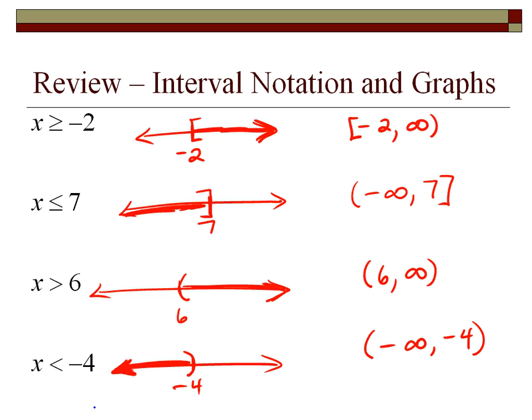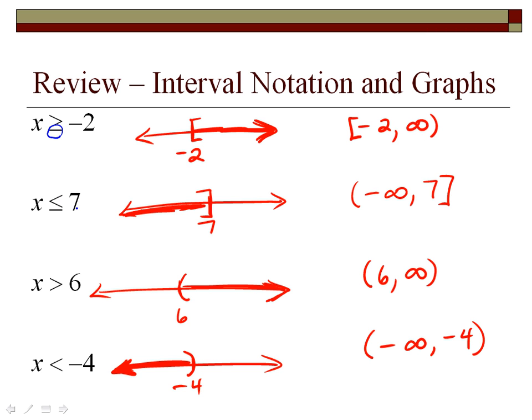Some review of other intervals, like if I have x is greater than or equal to negative 2. Do you recall that means we shade everything to the right of negative 2? But here we can also include negative 2 because it satisfies the inequality, and we denote that with the bracket. So from the smallest, or the leftmost, to the rightmost, is from negative 2 to infinity.